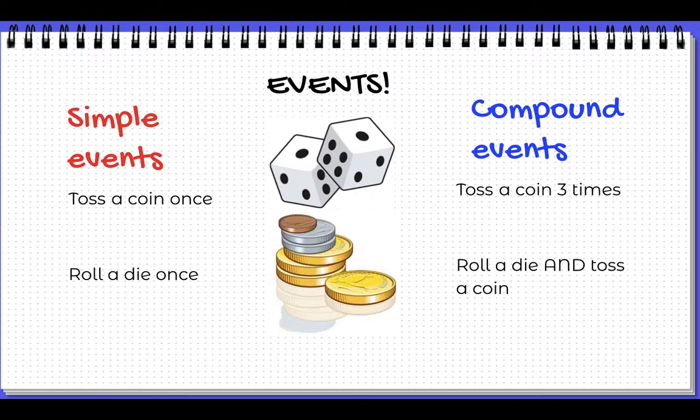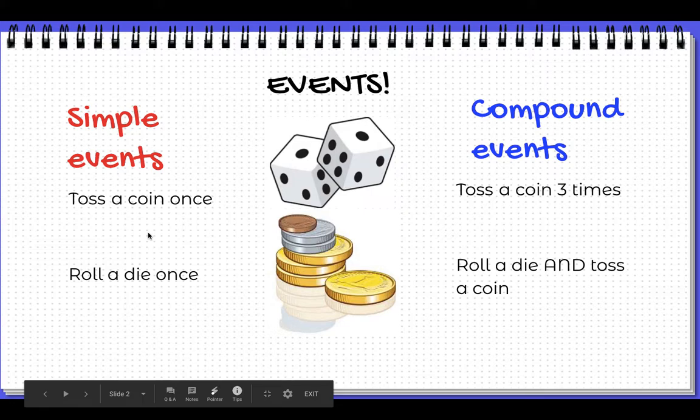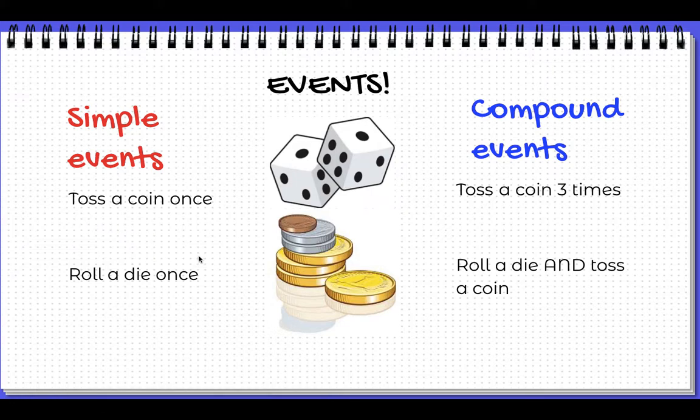So there are different kinds of events. Simple events are ones that you've looked at already in grade 5. You probably looked at tossing one coin or rolling one die. Recently you made a spinner and you looked at what happened when you spun that.